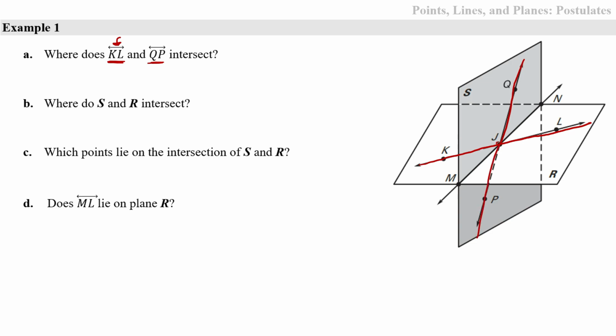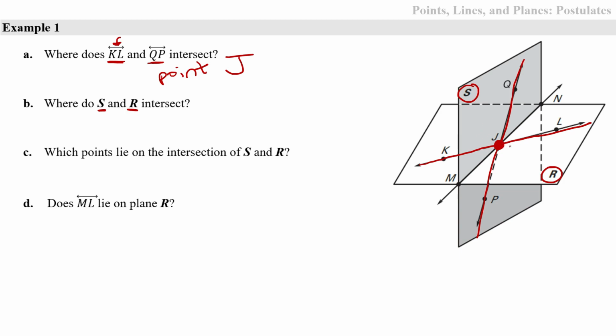And where do they cross? Well, the point that they have in common is J. Okay. So that's the answer here, point J. You don't have to write the word out point, but if you want to, you can. But J is enough. And then here on example B, it says, where does, remember, when you see a bold like that, it's talking about plane. Okay? And you can also see here in the picture, S is the dark plane, and R is the white plane.